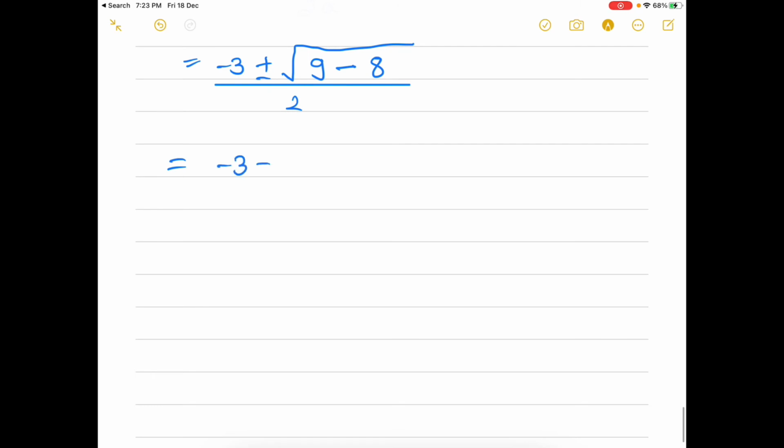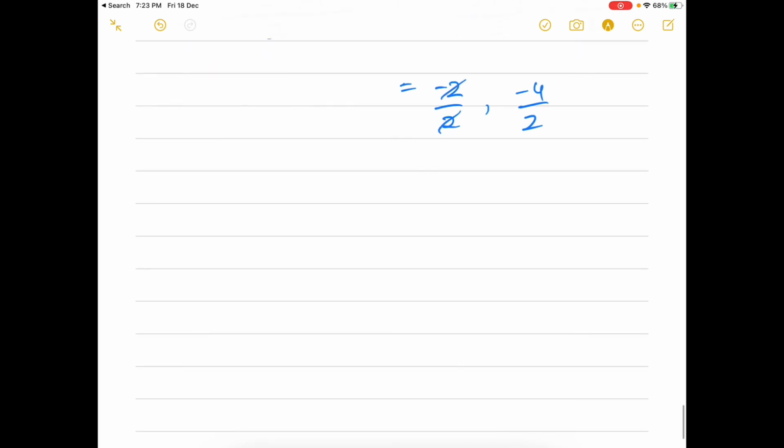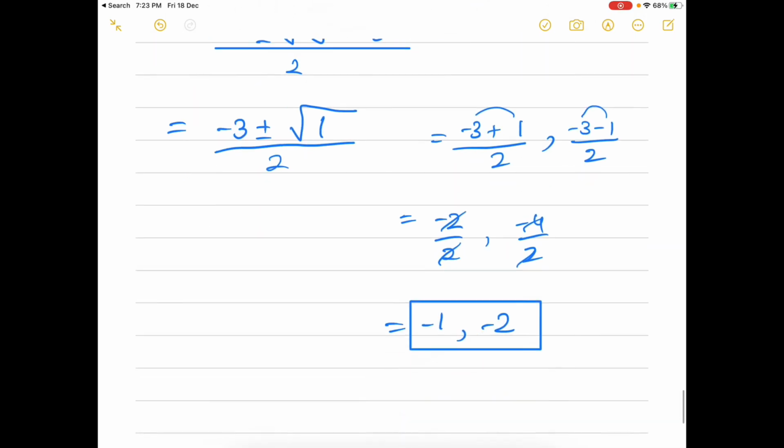So minus 3 plus or minus under root 1 divided by 2. The square root of 1 is always 1. So here we get minus 3 plus 1 by 2, comma, minus 3 minus 1 by 2. Minus 3 plus 1 is minus 2 by 2 and minus 3 minus 1 is minus 4 by 2. So when we cancel them out, we get minus 1 and minus 2 as the answer. Okay, so that was for this.